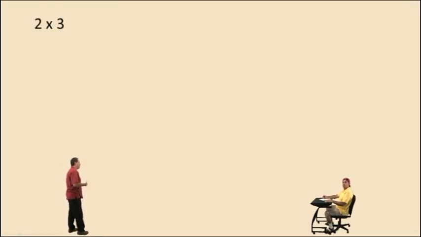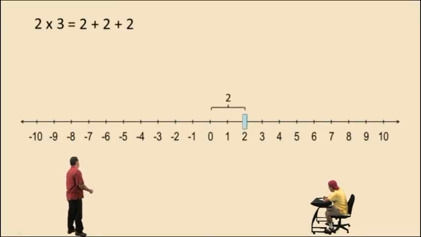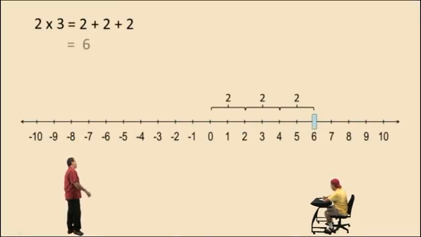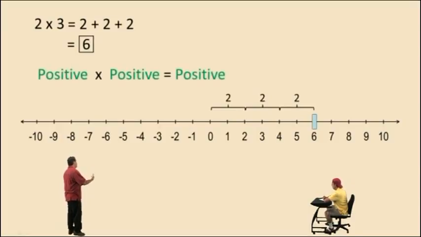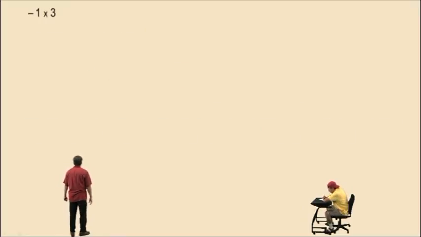2 times 3. Remember, 2 times 3 means 2 plus 2 plus 2, which is equal to 6, right? Remember, positive times a positive will always give you a positive. Because if you multiply two positive numbers together, you're always going to be moving to the right on the number line.